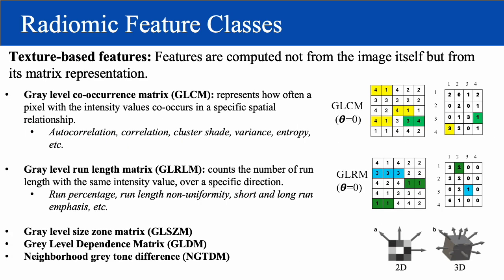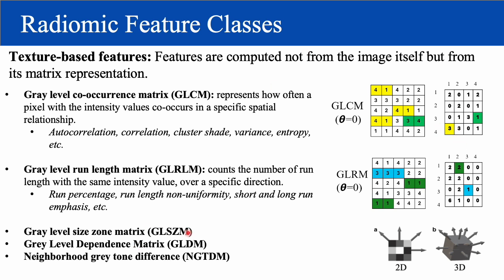Texture-based features are designed to quantify texture by analyzing the spatial relationship within the ROI. These features are computed not from the image itself, but from its matrix representation. Gray level co-occurrence matrix, GLCM, represents how often the intensity values co-occur in a specific direction. For instance, we have 4 and 1 intensity neighboring pixels at theta equals 0 direction. They occur 3 times within the ROI.